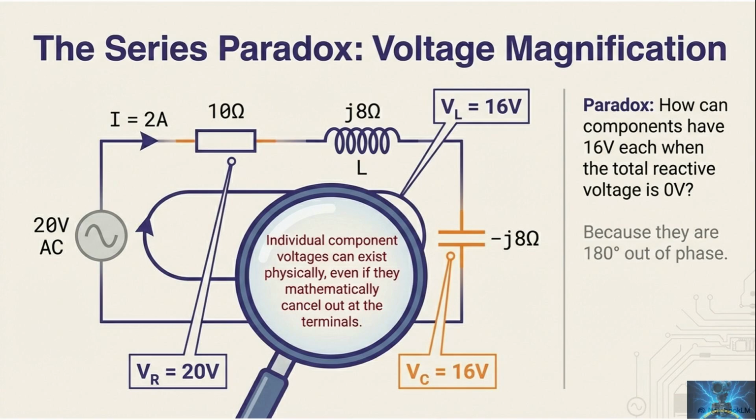Here is the weird part. The inductor can have a large voltage across it. The capacitor can have a large voltage across it. Yet the total reactive voltage at the terminals can be near zero because they are 180 degrees out of phase. This is called voltage magnification in series resonance. This is why resonant circuits can stress components even when the source voltage looks normal.